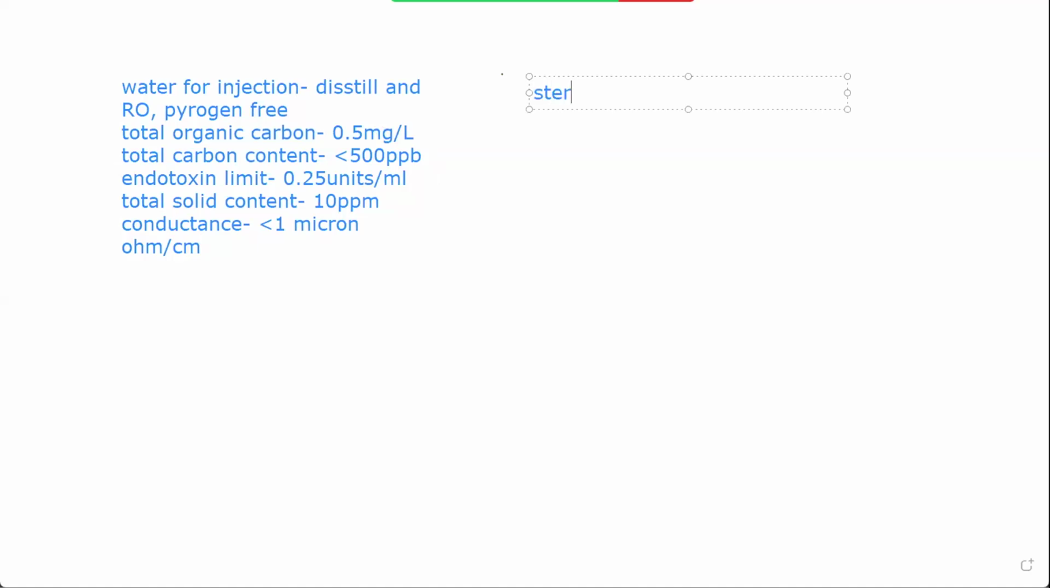Next, we'll talk about the sterile water for injection. For water for injection, there is no criterion that it must be sterile. If we sterilize it, then it becomes sterile water for injection. It is also prepared by the same methods, distillation and reverse osmosis. It is pyrogen free, and it is sterile. Sterile water for injection should be stored in single dose containers or multiple dose containers?